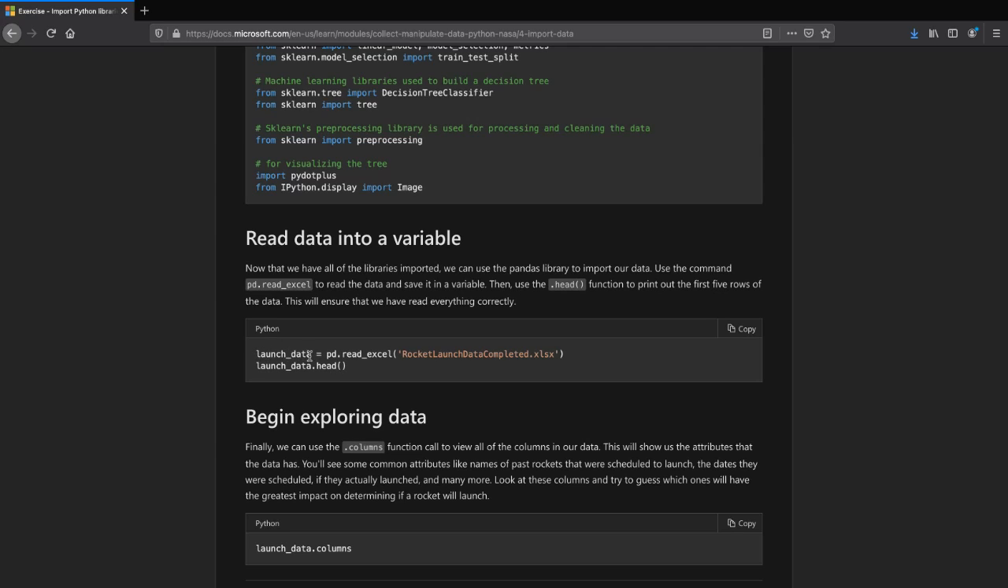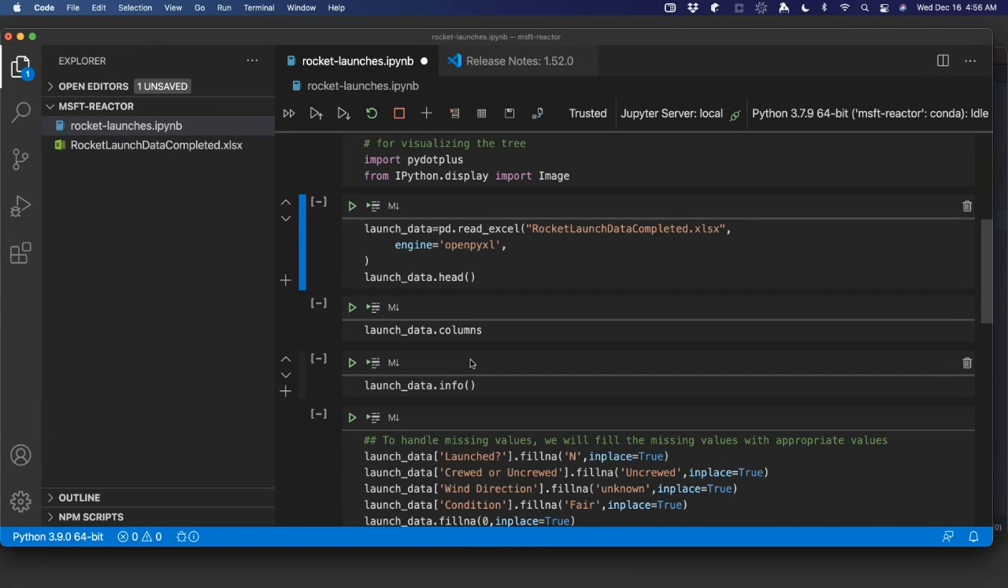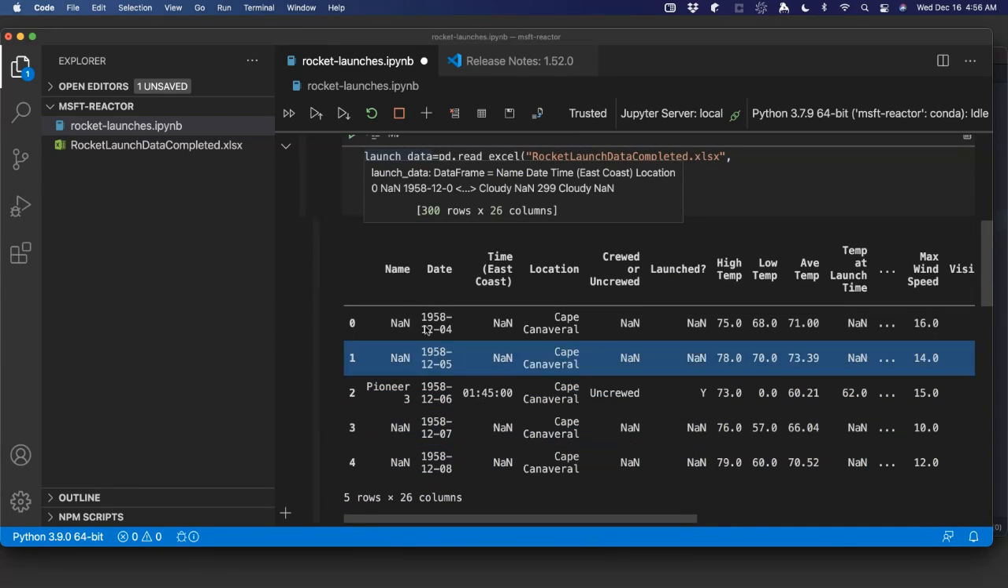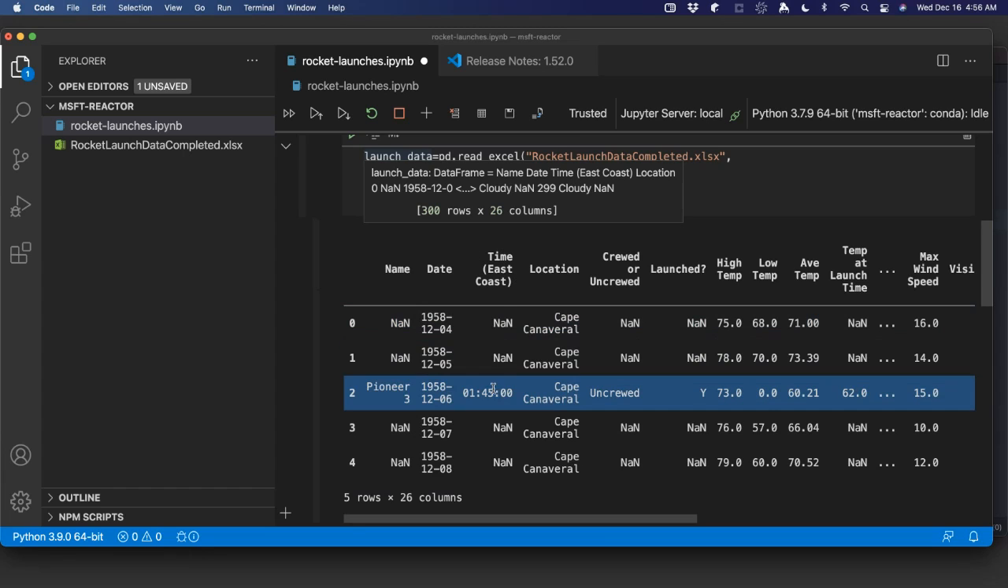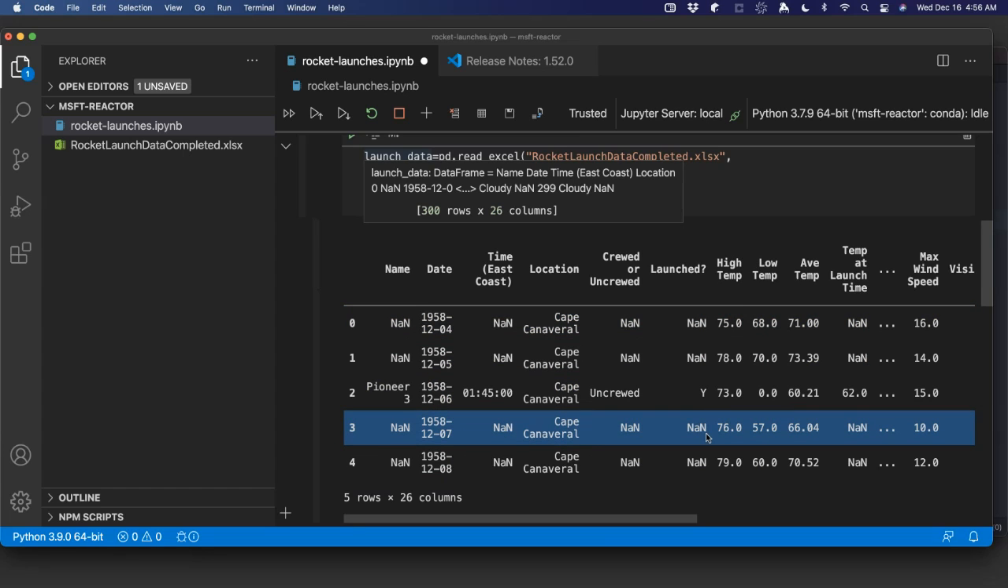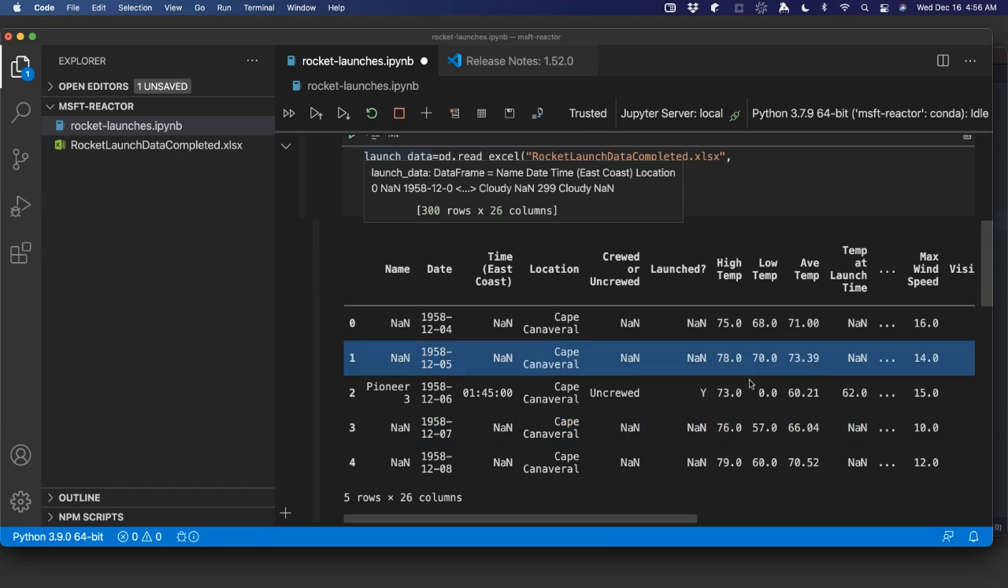We're going to read it in as a pandas data frame, and then run the head function to print out the result. If you look here, we've read in the data. We have a bunch of columns: name, date, the time on the East Coast, the location, was the launch crewed or uncrewed, was it successful at launching, etc. So we've just read the data in from that Excel spreadsheet, and it's in a pandas form.